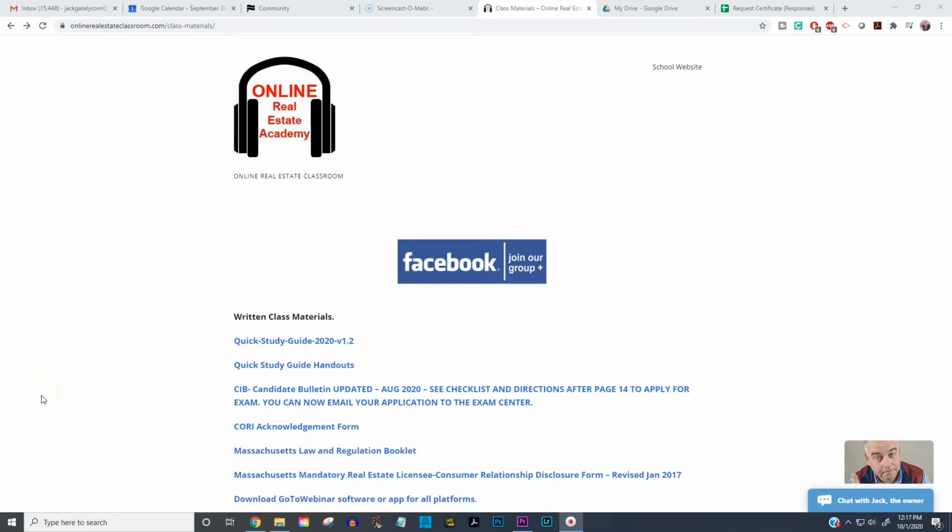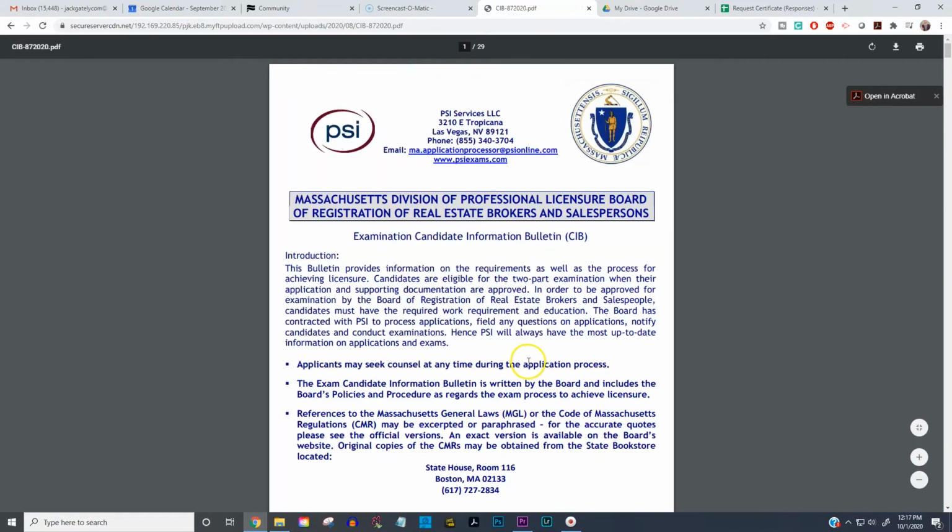get over to the written class materials section, and click the candidate bulletin, which is the third thing down the list. You can't miss it. And it says, see checklist and directions after page 14 in order to apply for the exam. So you just click that right there. And voila, here comes your candidate bulletin.